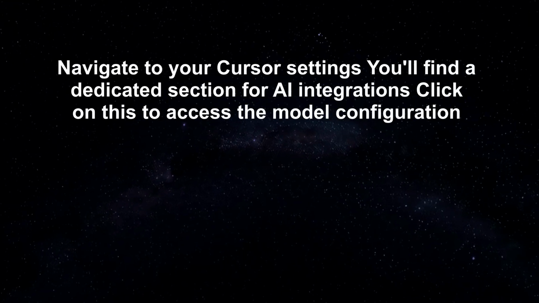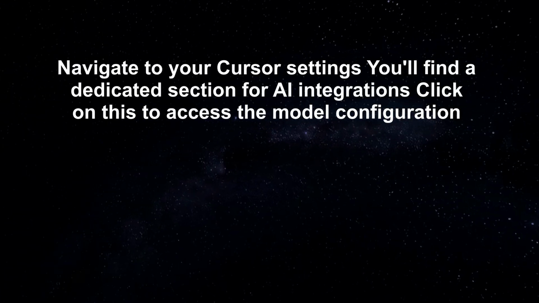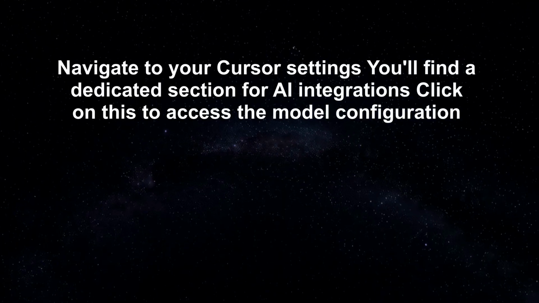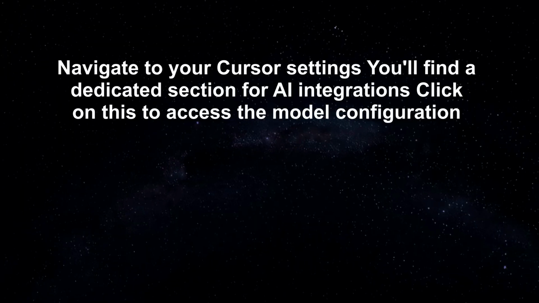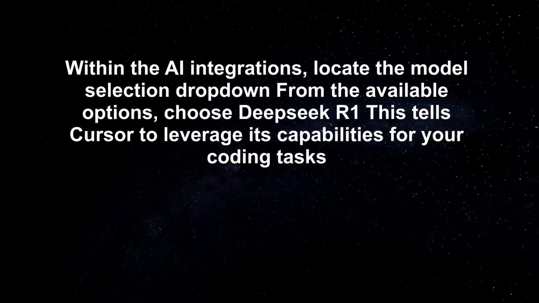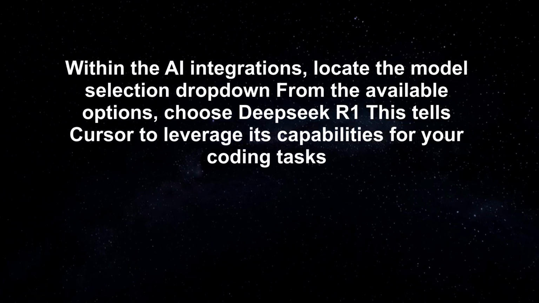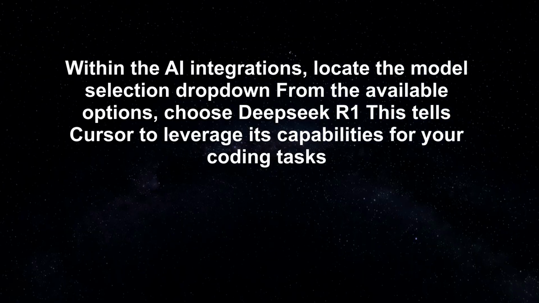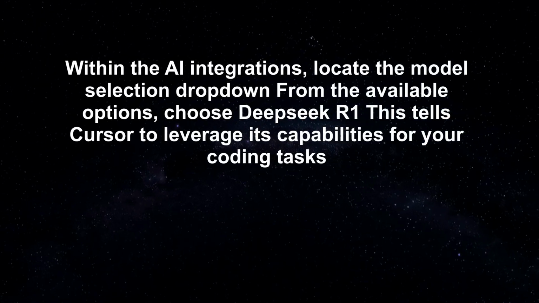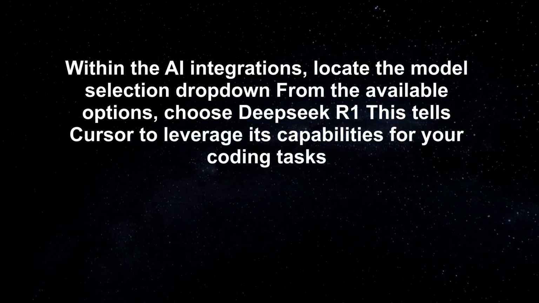Navigate to your Cursor settings. You'll find a dedicated section for AI integrations. Click on this to access the model configuration. Within the AI integrations, locate the model selection drop-down from the available options. Choose Deepseek R1. This tells Cursor to leverage its capabilities for your coding tasks.